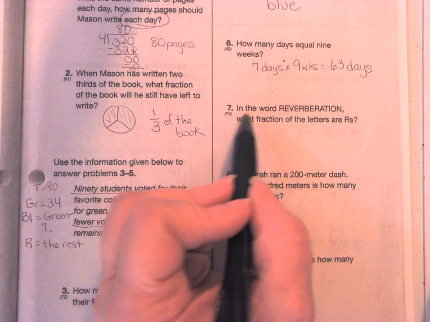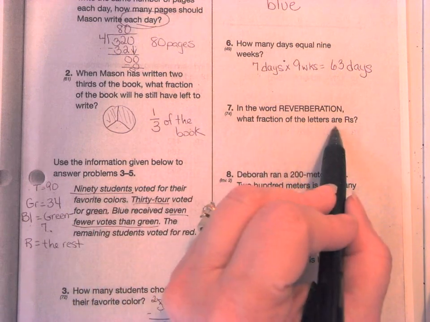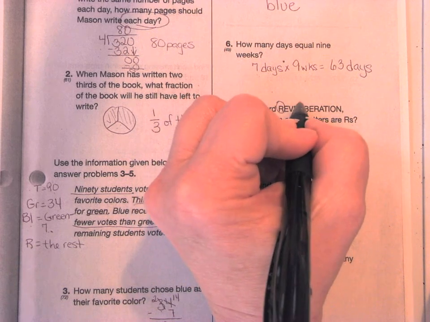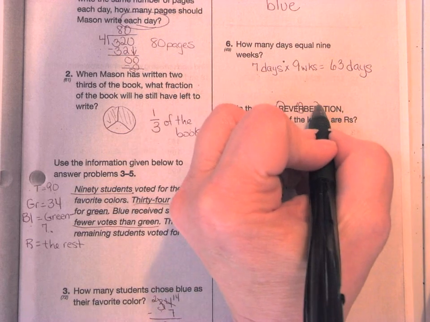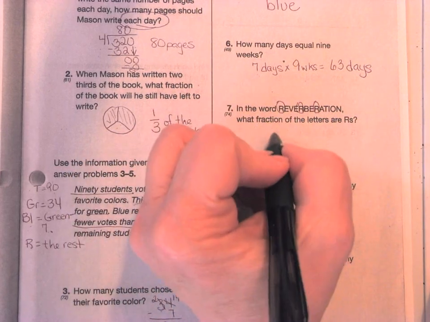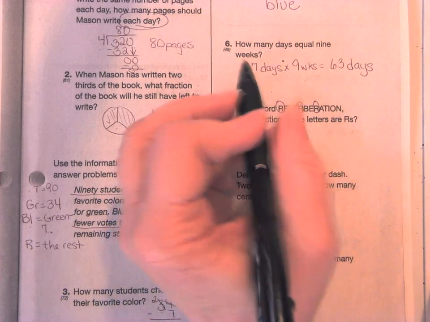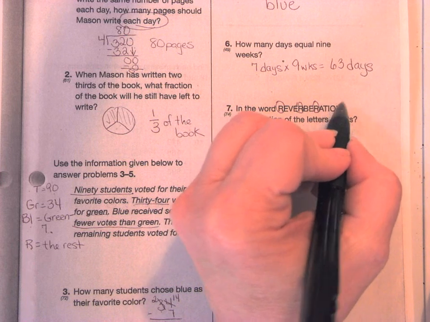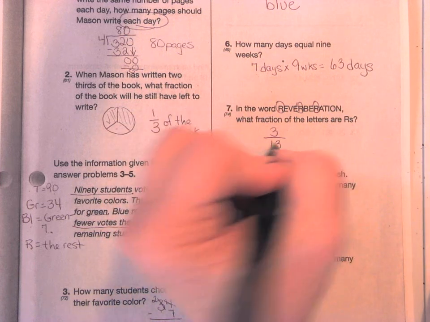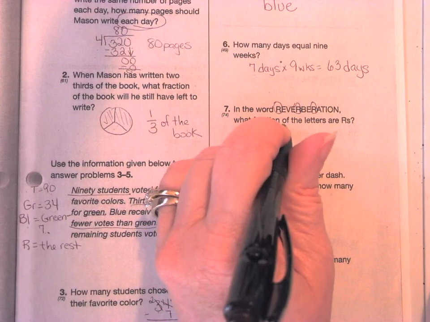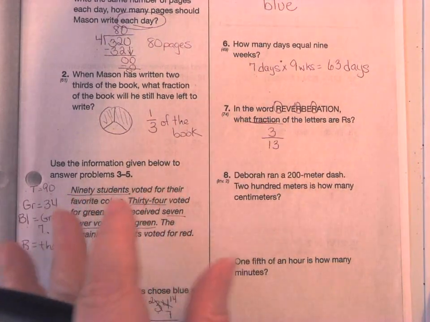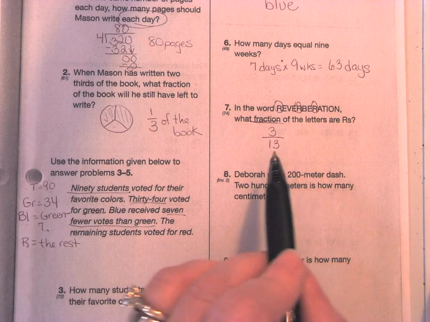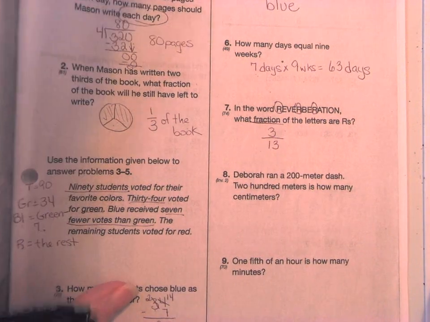All right, in the word reverberation, what fraction of the letters are R's? I'm going to see how many R's I have. Here's 1, here's 2, here's 3 R's. So that's how many R's I have out of 1, 2, 3, 4, 5, 6, 7, 8, 9, 10, 11, 12, 13 letters. So I have 3/13 of the letters are R. Okay, got to keep that in mind too. When it says fraction, I need to show a fraction. So 3/13 of the word comes out to be R's.